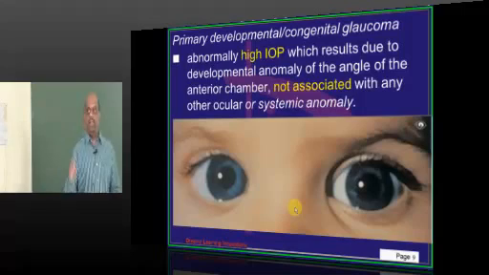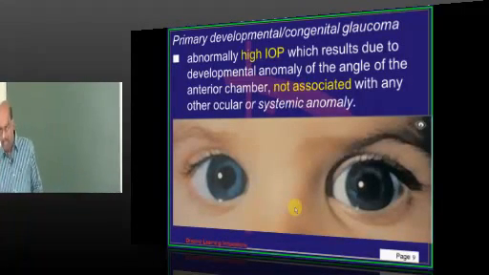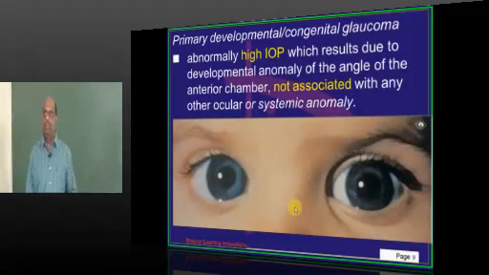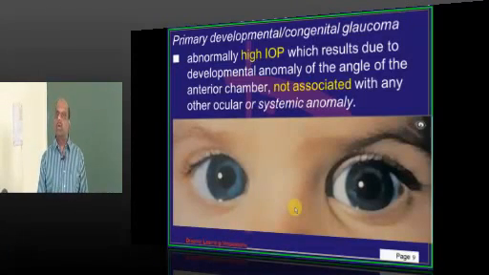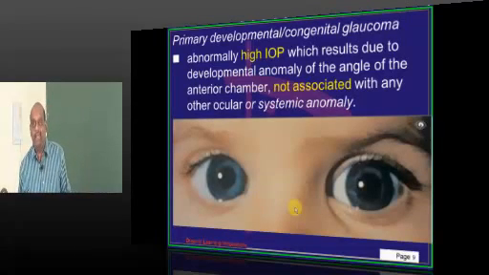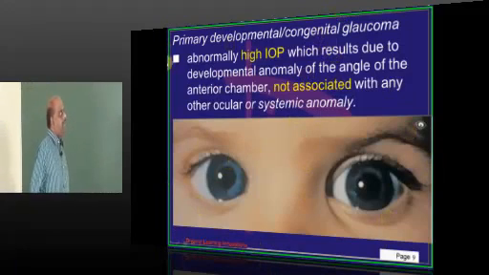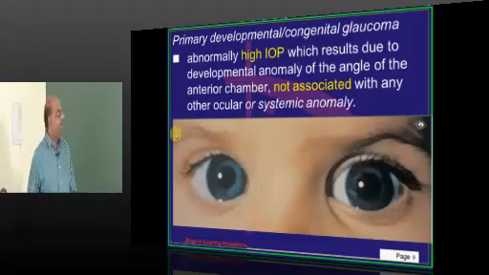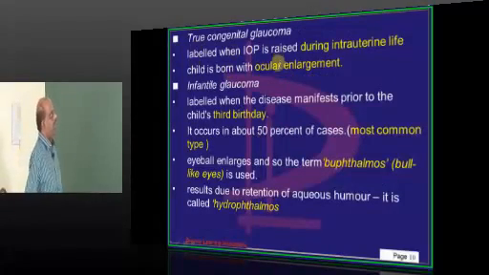Now let us take up the first important class of glaucoma, which is congenital glaucoma, a primary developmental glaucoma. When do you call it a congenital or primary developmental glaucoma? There should not be any anomaly in the eye. So without any ocular or systemic anomaly, if there is a very high intraocular pressure, then you call it congenital glaucoma.